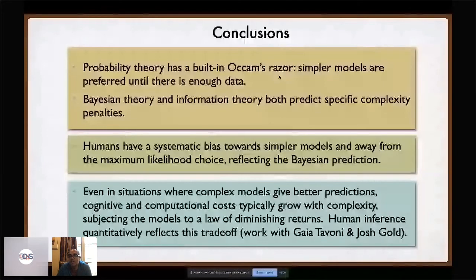So overall, there seems to be indeed a human simplicity bias, and possibly for two reasons. One, because that's what's predicted by probability theory. You should bias yourselves towards simpler models, as they can be more accurate as predictors. And secondly, because more complex models are harder to work with. Okay, I will stop there.